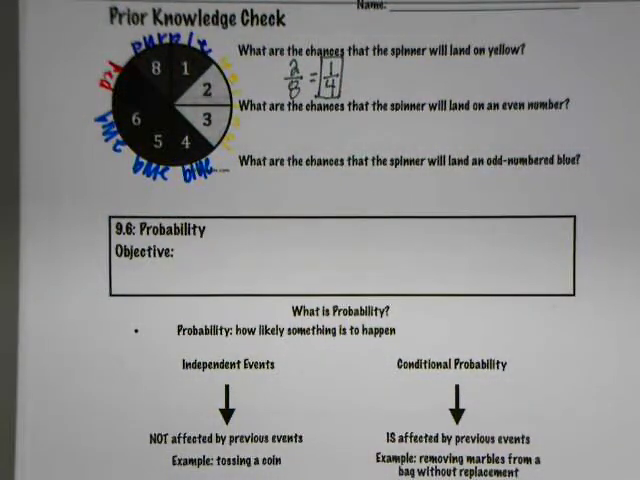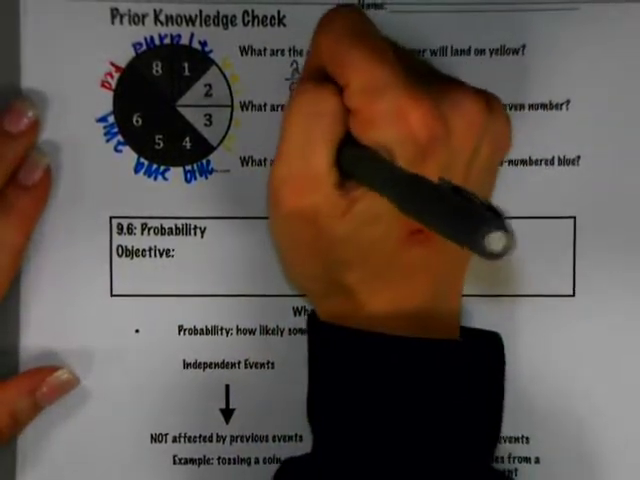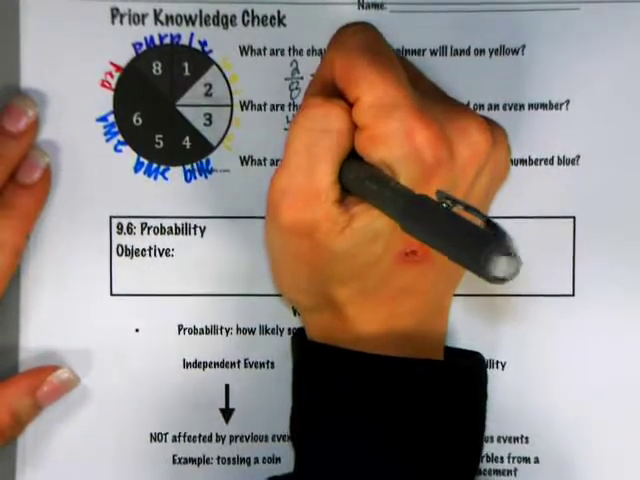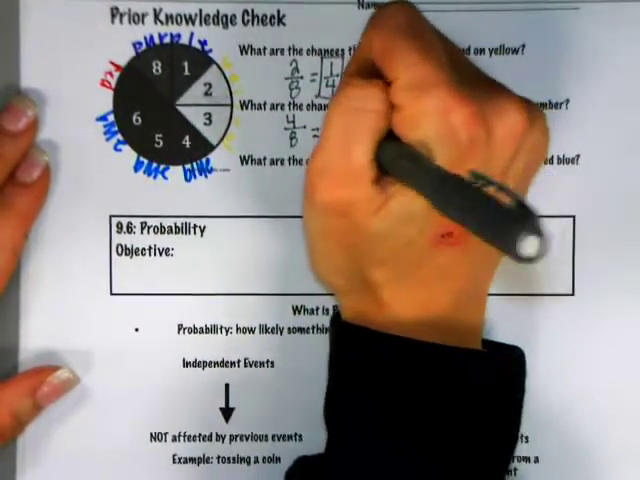Okay, what are the chances that the spinner will land on an even number? So how many even numbers are there? There's 4 even numbers, 2, 4, 6, 8. Out of how many total? 8, and then that reduces to what? About 1/2.